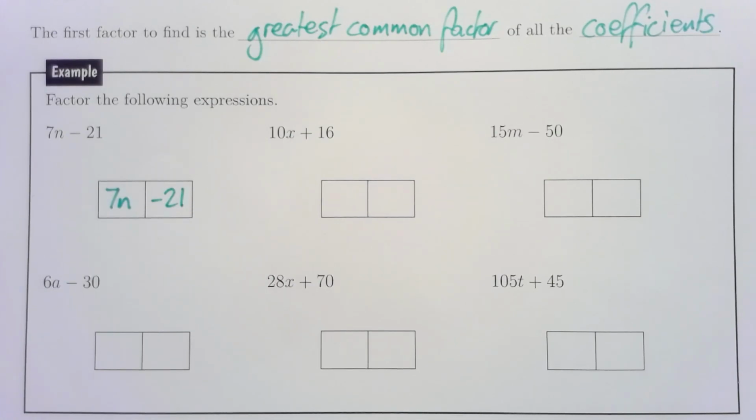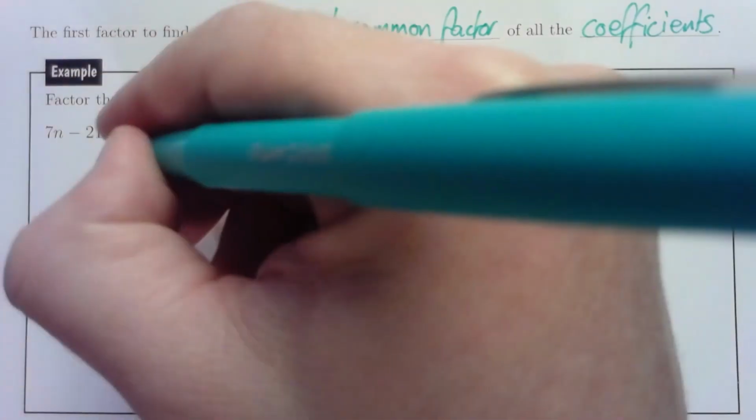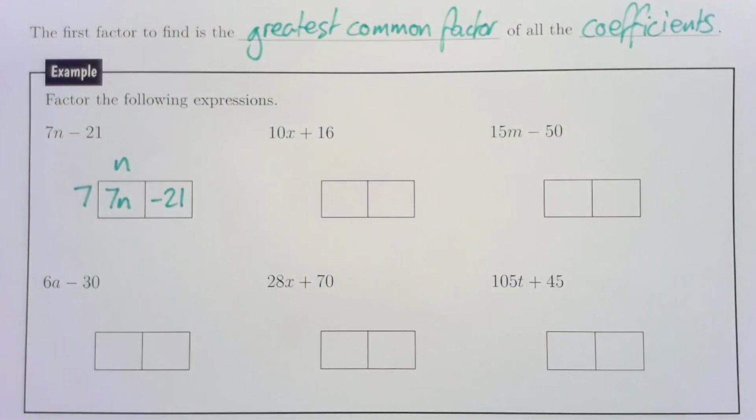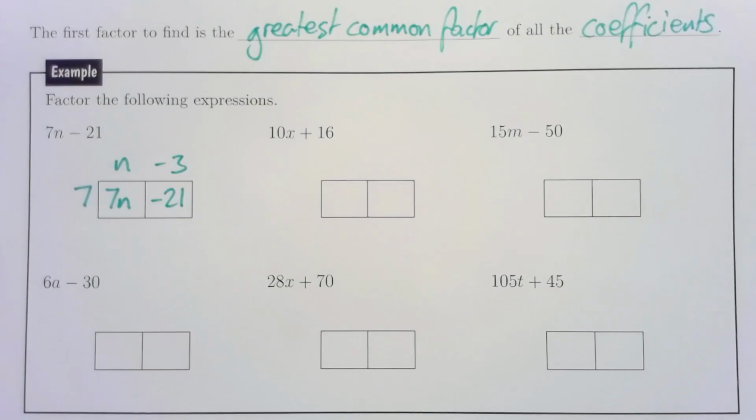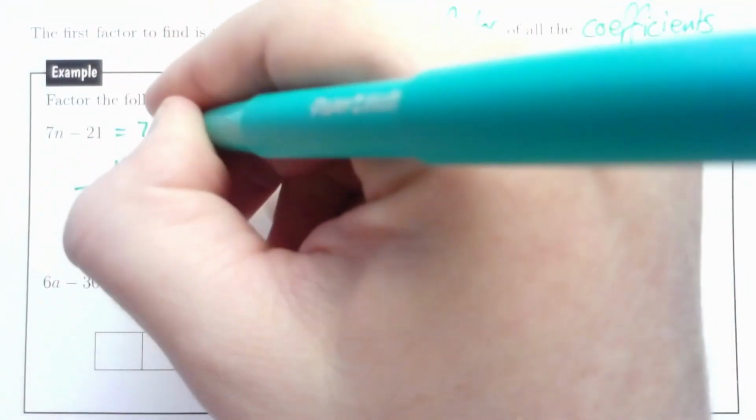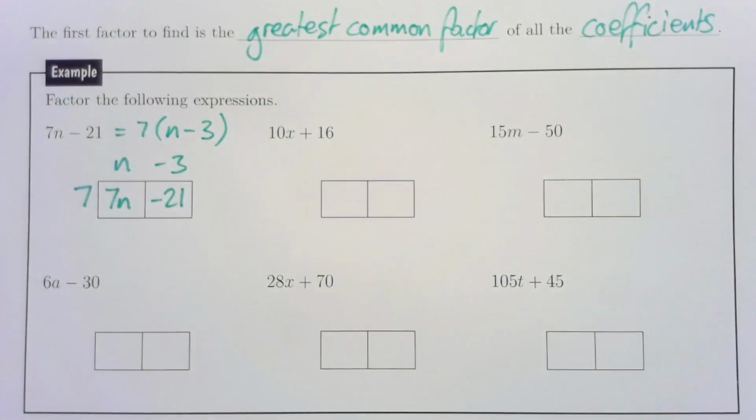Now, 7 and 21 have the greatest common factor, 7. So we're going to use that as our common factor, and we need to work out what we need to multiply that factor by to get the terms that we already have. To get 7n, we would do 7 times n, and to get negative 21, we would have 7 times negative 3. So we've just shown that our expression is equivalent to 7 times the quantity, n minus 3.